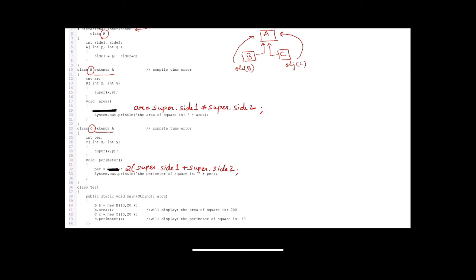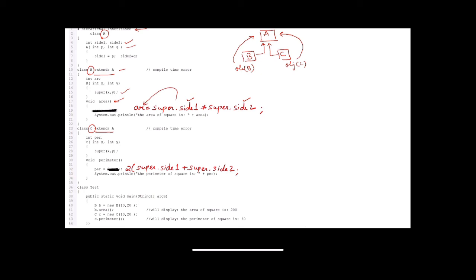Now let us see how this happens. In my class A, I am having two variables, side1 and side2, which are initialized using the constructor. Similarly, in my class B, since it is inheriting my class A, I am first initializing the values of my x and y, or my side1 and side2, using the values of x and y. Now, I'm also having a method area in my class B where I'm multiplying the values side1 and side2 of my class A and storing the result in my area variable.